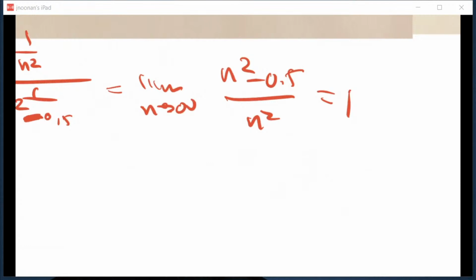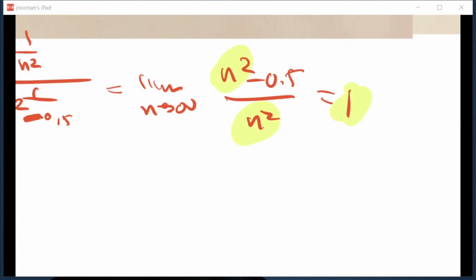Because you're doing the limit as n approaches infinity of this. The trick that you can use is you take the highest power in the numerator over the highest power in the denominator, and everything else doesn't matter. So n squared over n squared is 1. So positive 1.